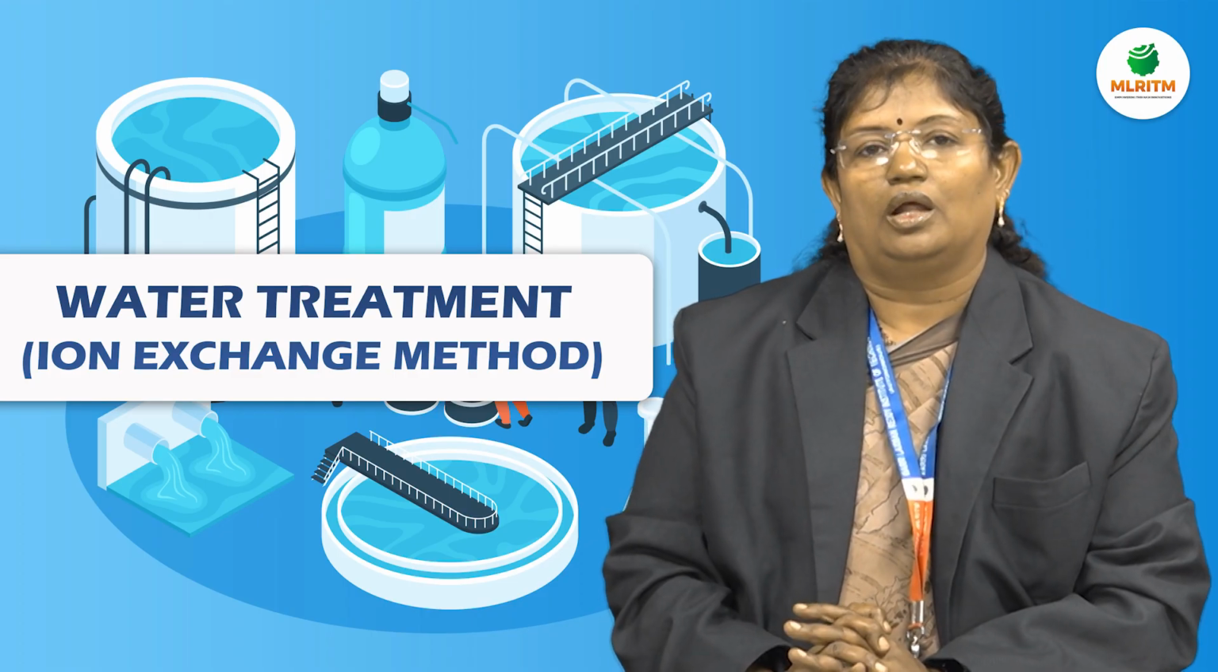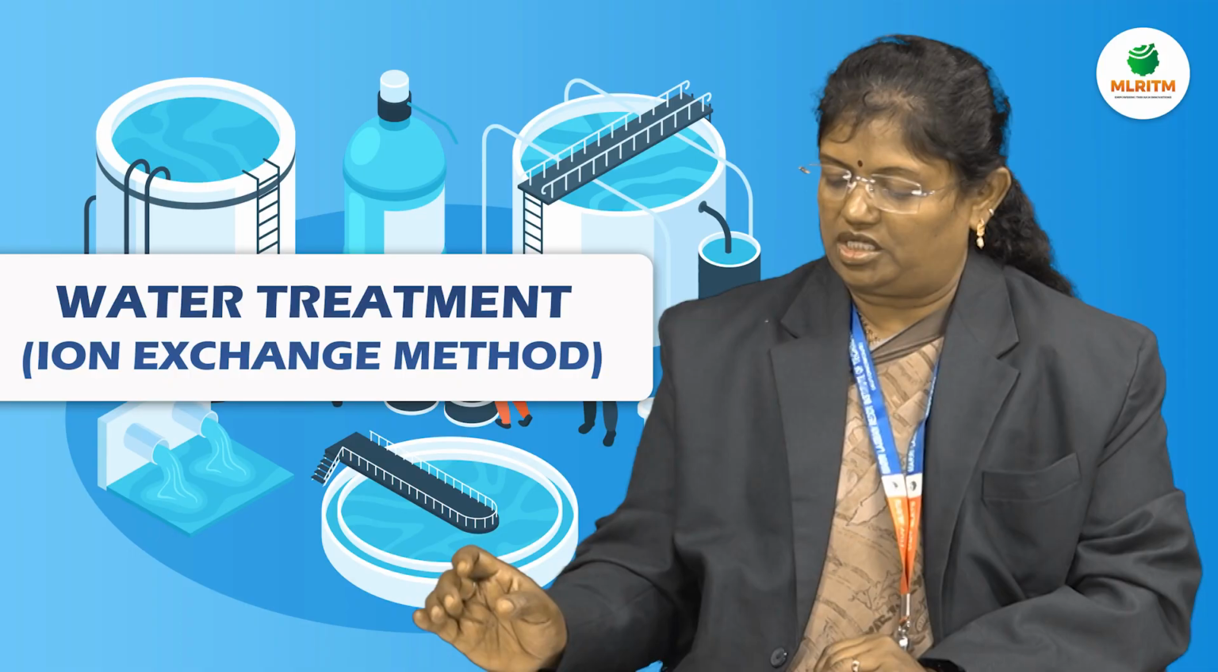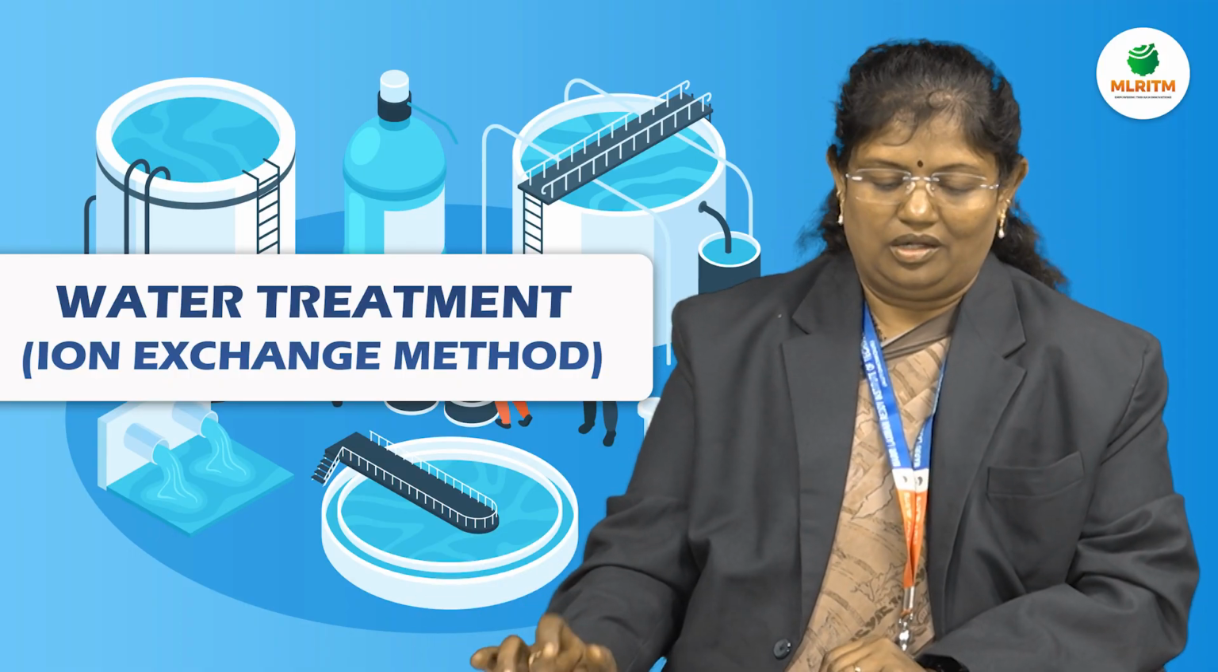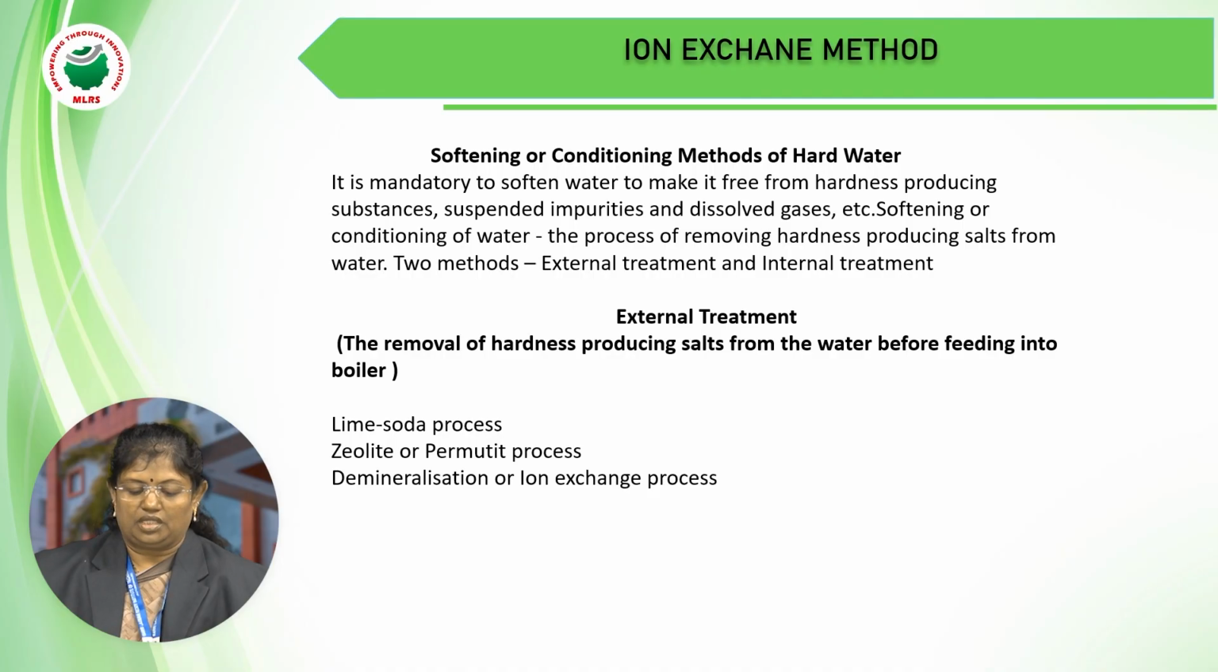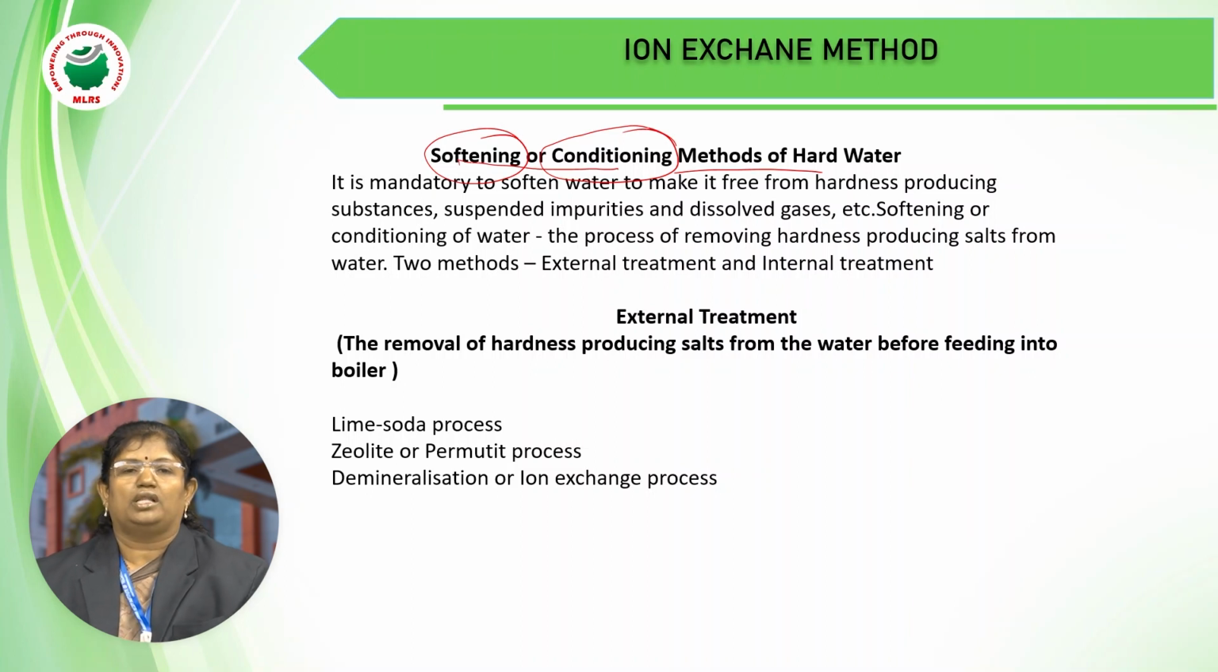Softening of hard water has different methods, which we'll now discuss in detail. This is softening, also called the conditioning method of hard water. Softening means removing the hardness-causing salts and making soft water having only H plus and OH minus ions other than the hardness-causing salts.